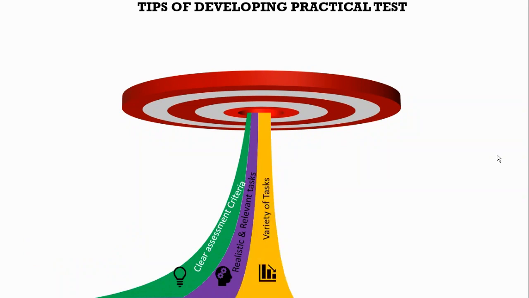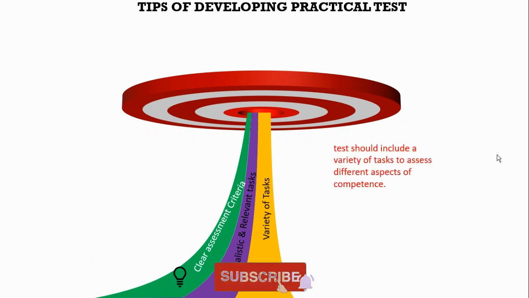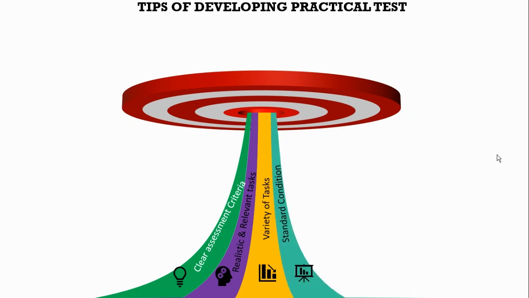The other bit is you need to have variety of tasks. And you're talking about tasks here, looking at our performance criteria. The test should include variety of tasks to assess different aspects of competency. And as we are saying that at least 80% of your critical aspects need to be assessed, that will give you a wide range of different tasks that a candidate need to conduct to achieve that competency that is required.